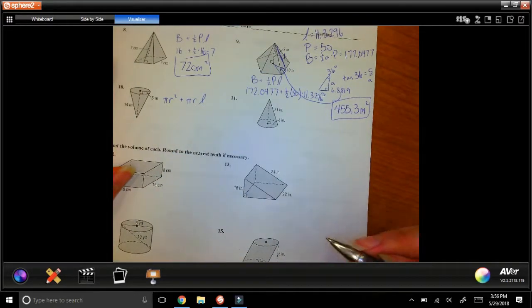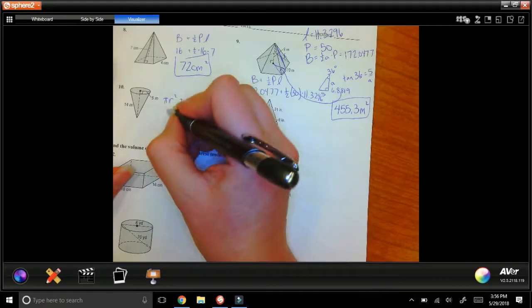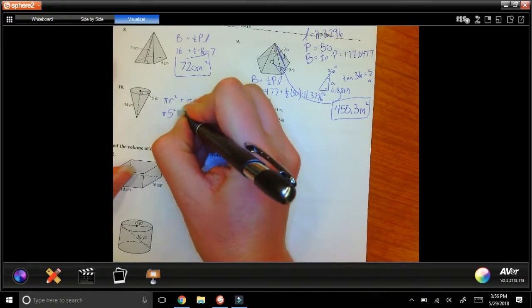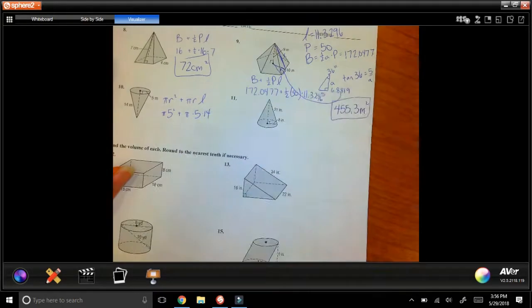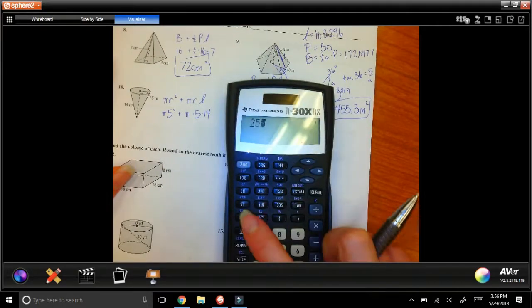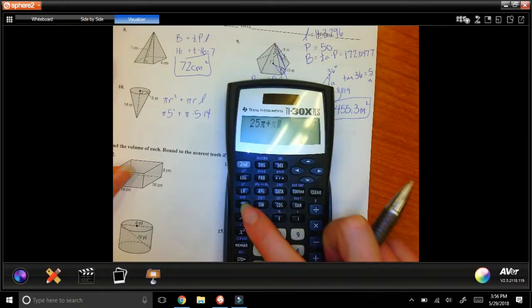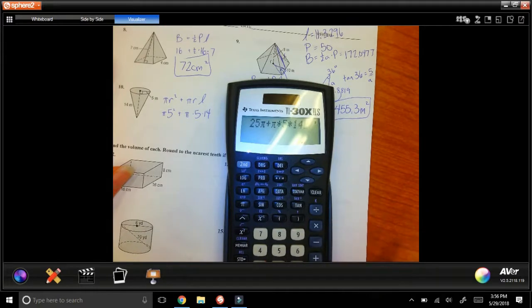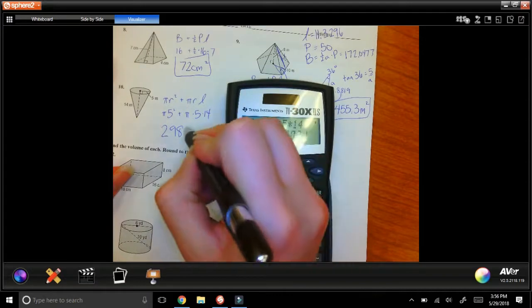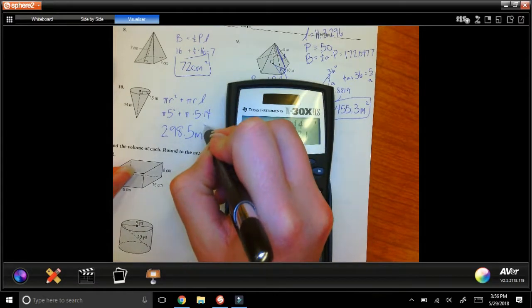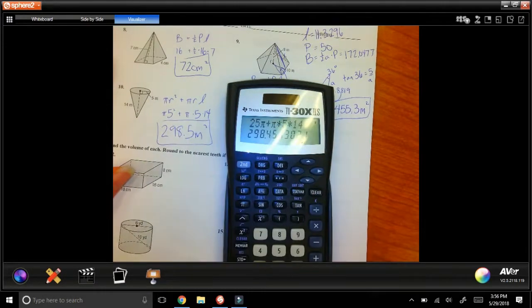And there's the rest of it. They give us the radius, they give us the slant height. So I'm just plugging those numbers in. So 25 pi plus pi times 5 times 14, 298.5. And that's square meters.